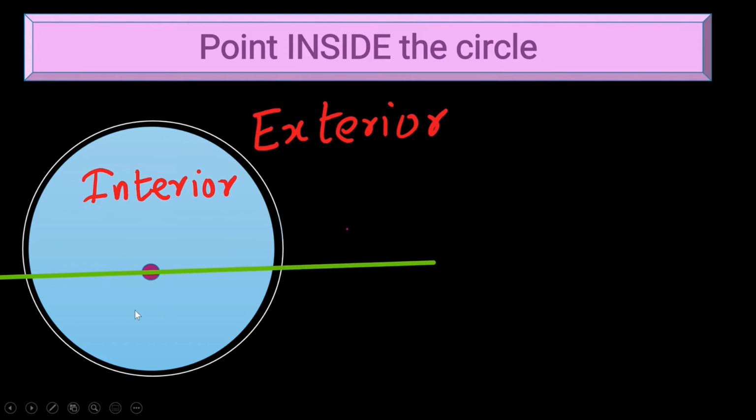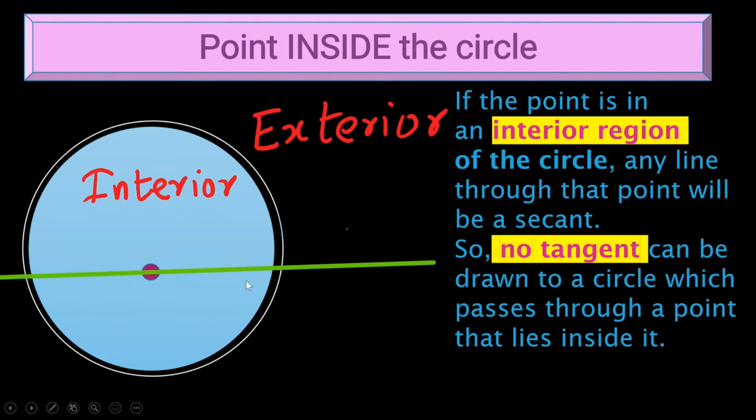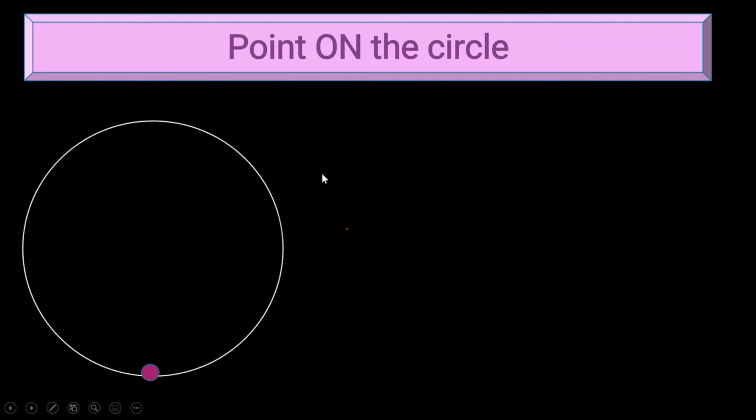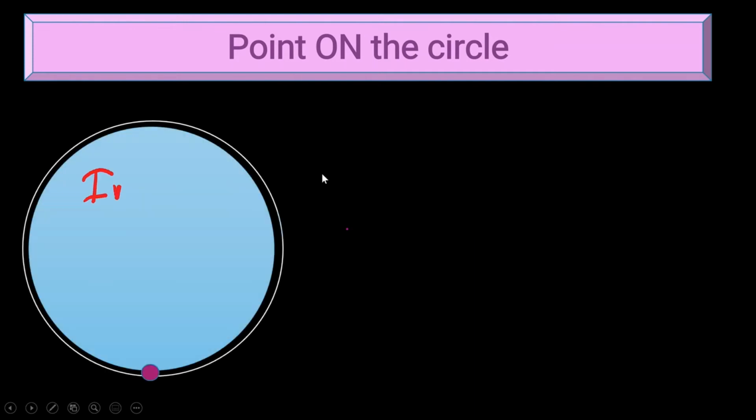So we can say that we can draw no tangent if the point lies inside the circle. No tangent can be drawn to a circle through a point that lies inside the circle, because a tangent always lies outside the circle with a point of contact on the circumference. So if the point is inside the interior region, no tangent can be formed for that particular circle and point. If the point is on the circle, you can understand that we can draw one particular tangent.